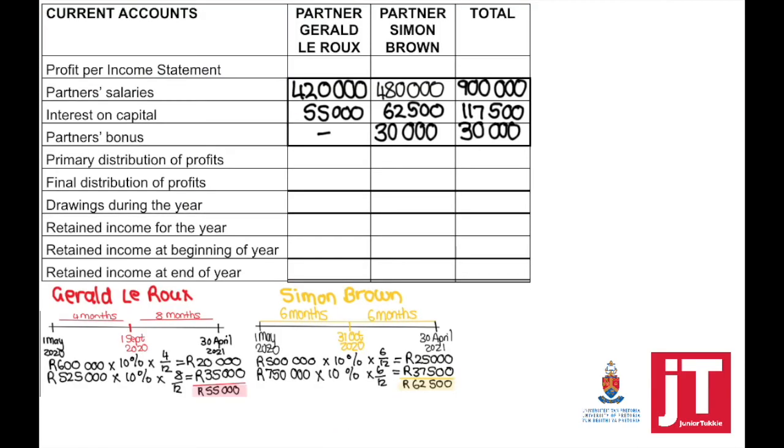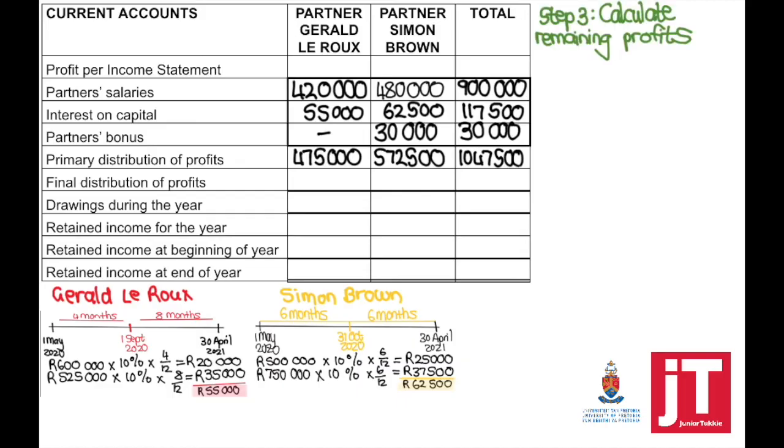62,500. In my current account note, we're going to have interest on capital for both partners, and if we add it together, it equals 117,500. Now we can calculate the total primary distribution by taking partner's salary plus interest plus the partner's bonus. Our next step is to calculate the remaining profits.